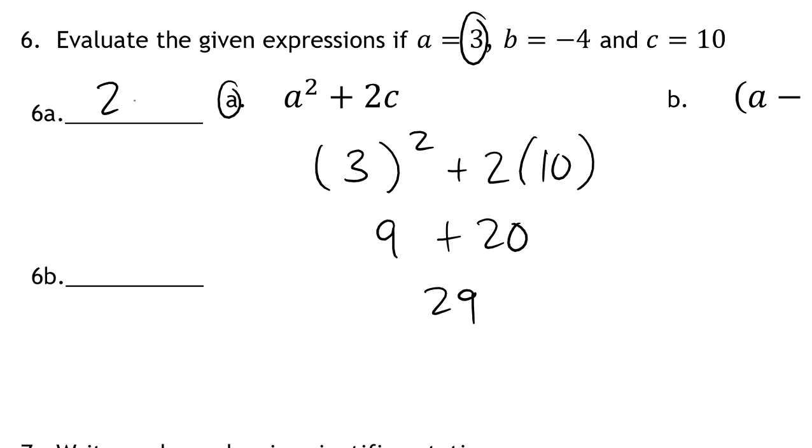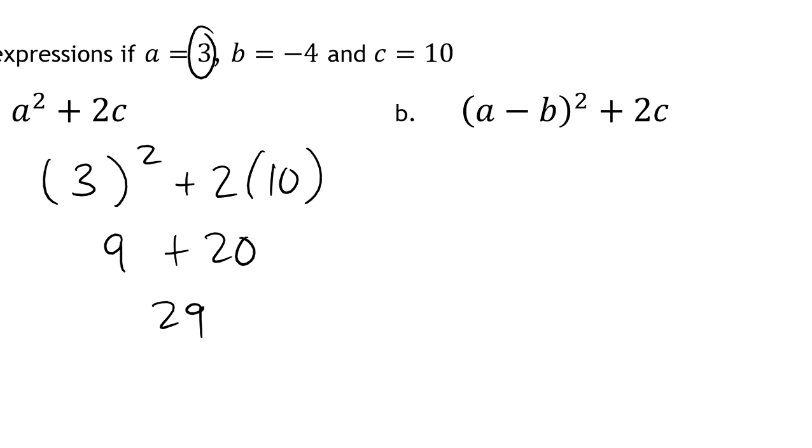And probably more errors were made on the second part, and I think it has to do with squaring a negative number. So let's look at part B. On B, we still have that A is 3.